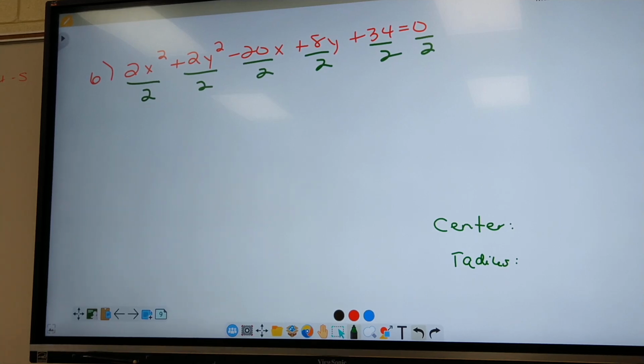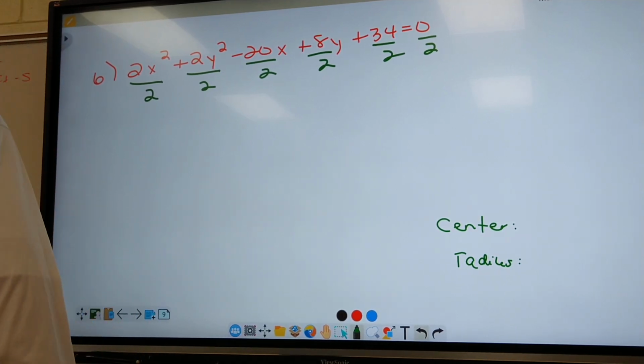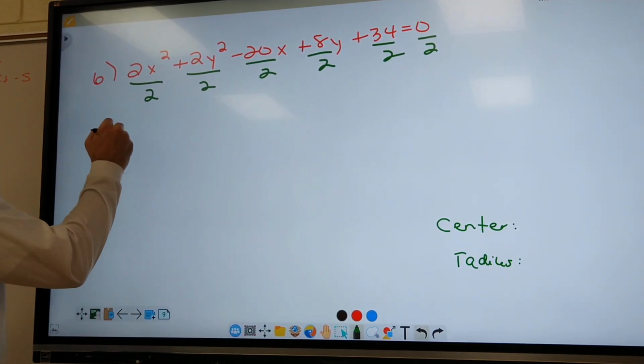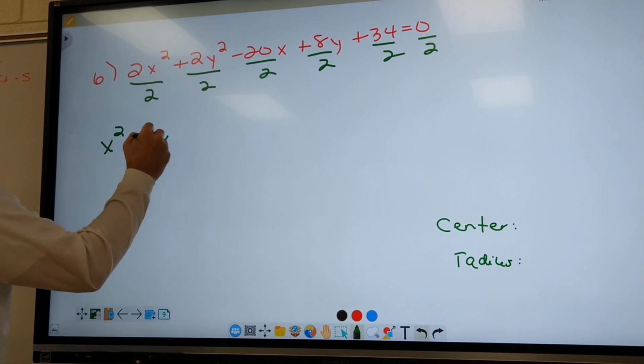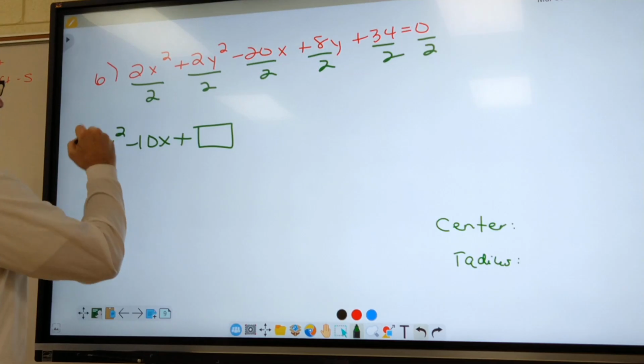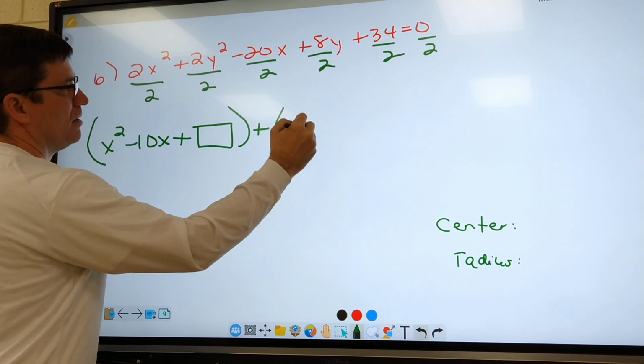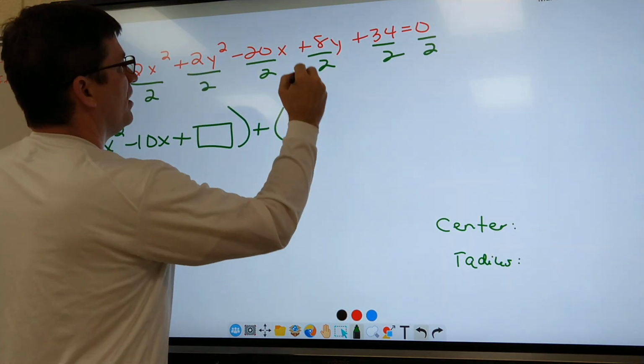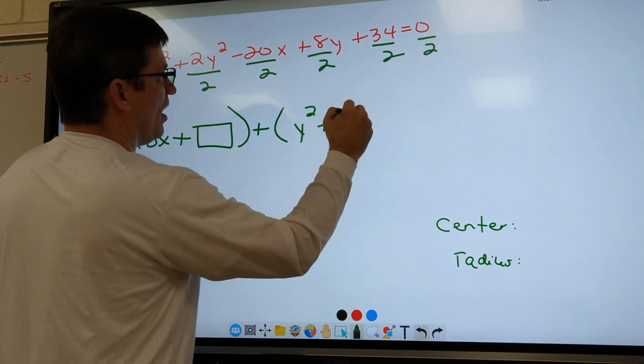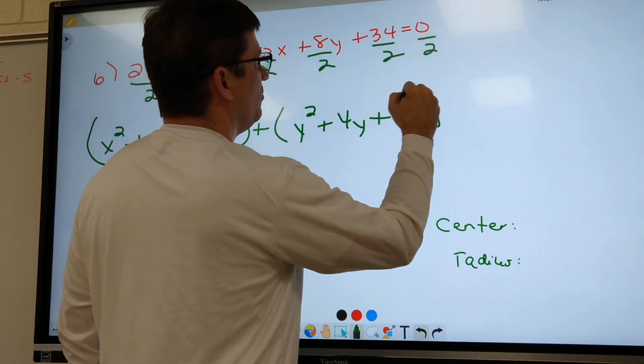All right, try to do that step. Divide them and write them in your groups. All right, so I got x squared. I got minus 10x. I'll need a box for that group. Every group needs a box. Y squared, 8 divided by 2 is 4y. I'll need a box for that group.